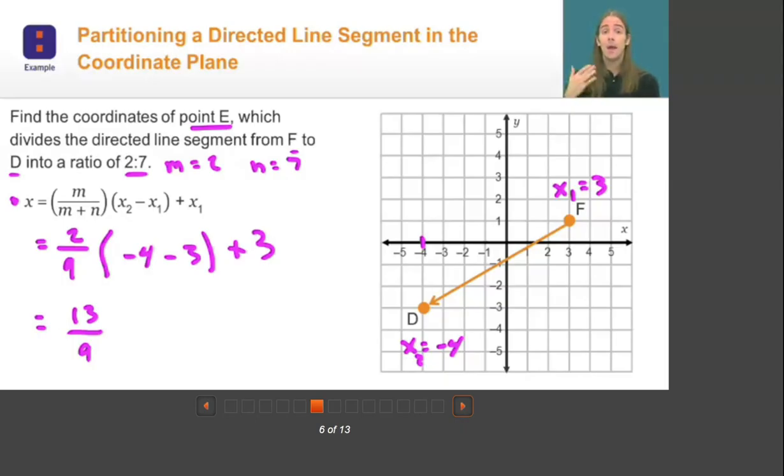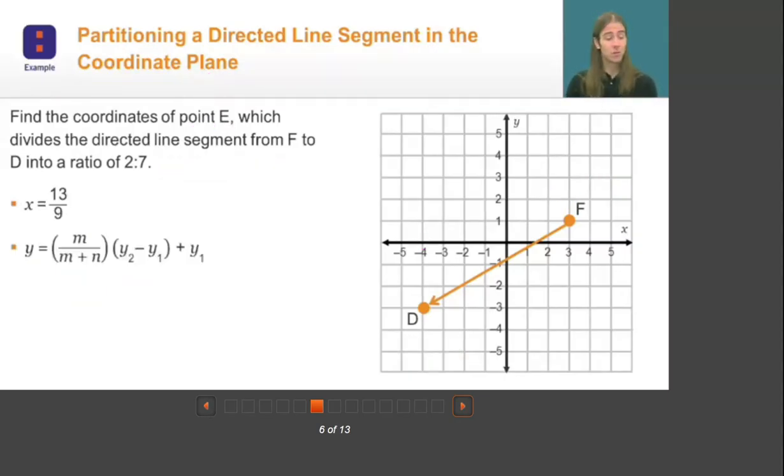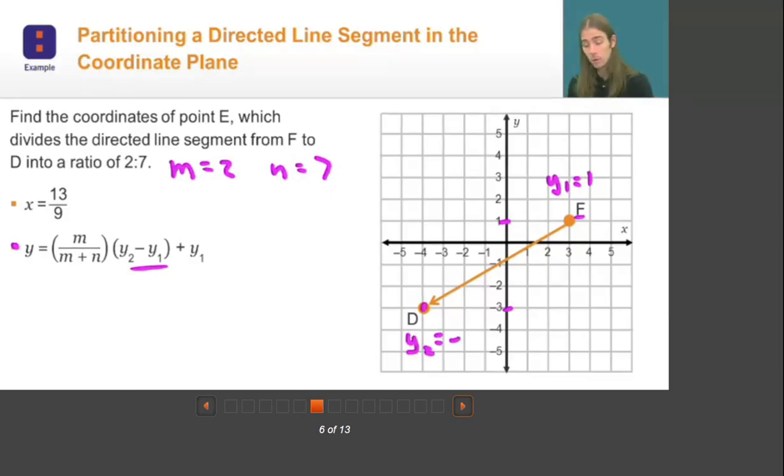Exactly. We're not done yet because we're doing this in the coordinate plane. We just found the x-coordinate of point E. We need to find the y-coordinate too. Luckily, we've got a section formula for the y-coordinate. In this case, we still need that m is 2 and n is 7. But now we need the y-coordinates of the beginning and ending points. Well, F is the beginning point, and its y-coordinate is equal to 1. D is the ending point, and its y-coordinate is equal to negative 3.